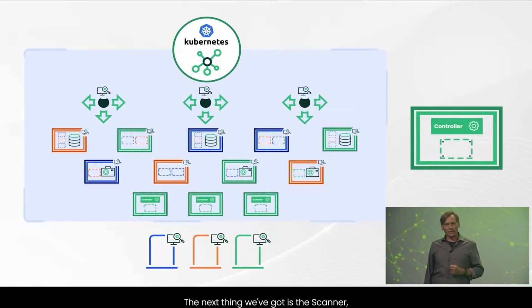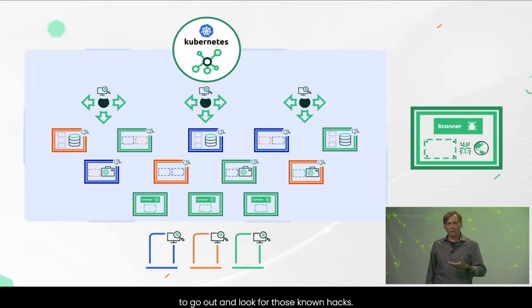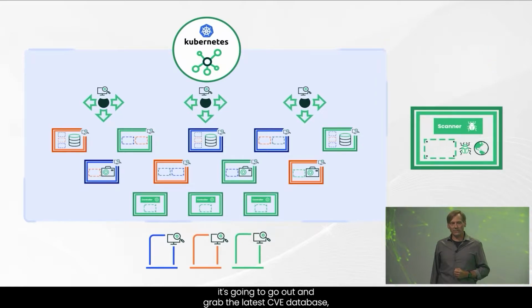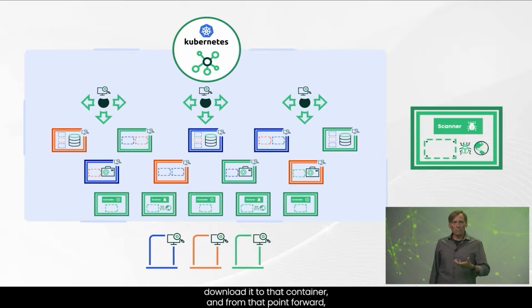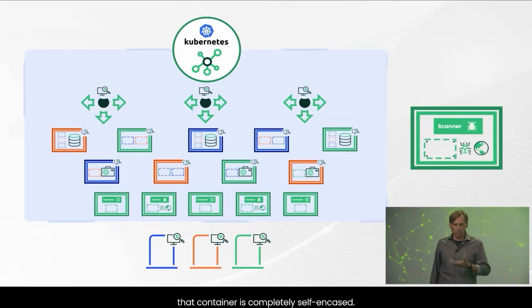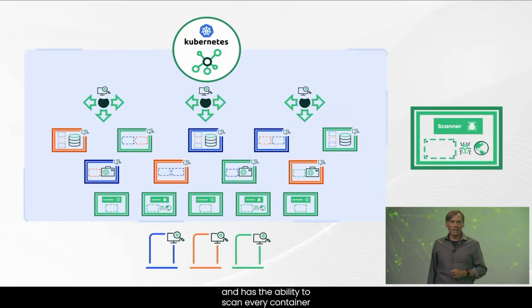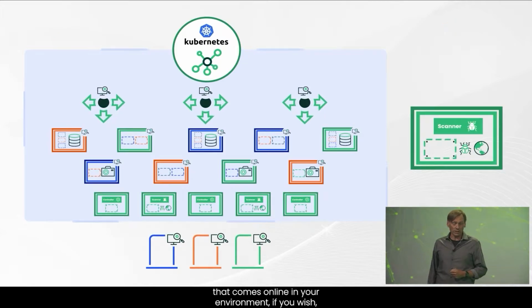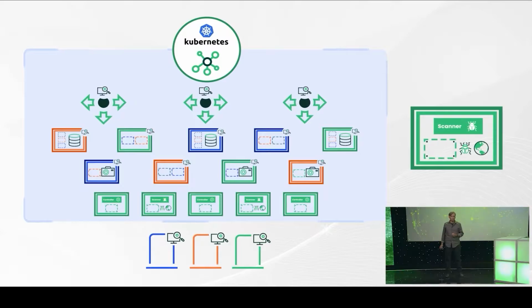The next thing we've got is the scanner. And the scanner really contains everything that's needed to go out and look for those known hacks. So what's going to happen is every 24 hours, it's going to go out and grab the latest CVE database, download it to that container, and from that point forward, that container is completely self-contained. It's got everything that it needs to do the scanning and has the ability to scan every container that comes online in your environment, if you wish, as well as all of the containers that are sitting in your registry.